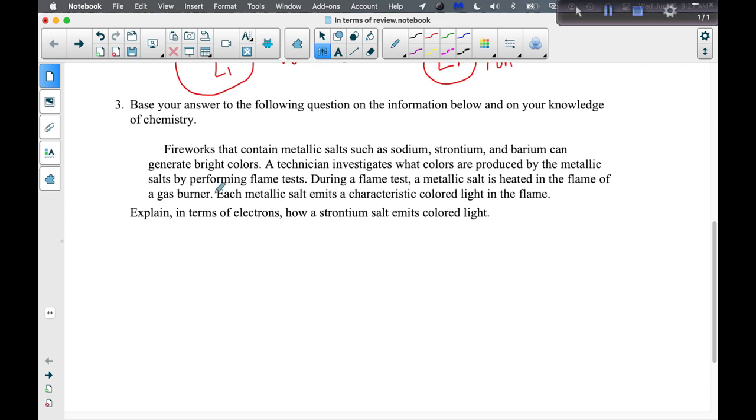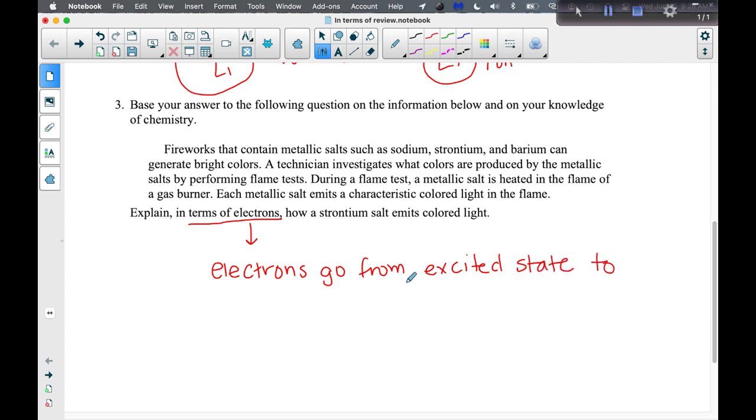For number 3, there's a whole little reading here which you can pause and read. And then it says, in terms of electrons, how the salt emits colored light. So when we are talking about electrons and light, we are talking about when electrons go from an excited state to the ground state. They give off energy as light.